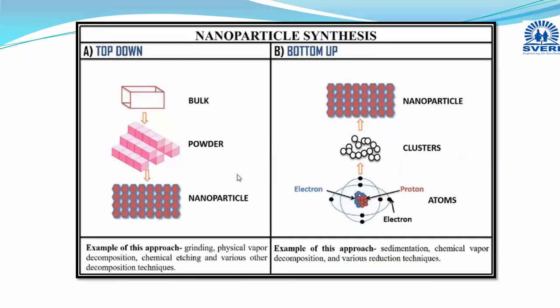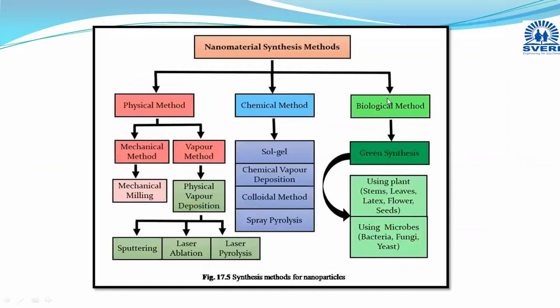Okay, here I have highlighted it. In top down synthesis, we can use different methods like grinding, physical vapor deposition, and chemical etching. In the bottom up approach, we can go for sedimentation, then reduction techniques, or chemical vapor deposition also. Okay, now these are the different methods we can go for in nanomaterial synthesis: physical methods, chemical methods, and biological methods.